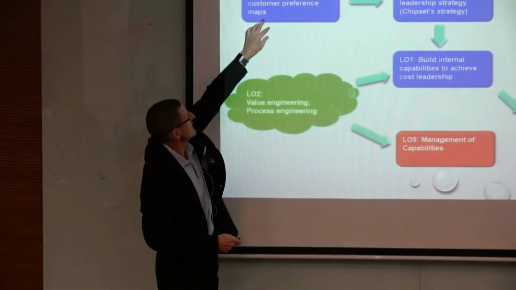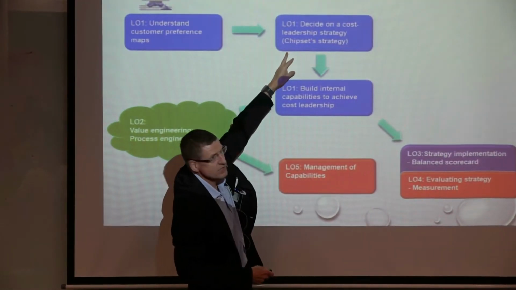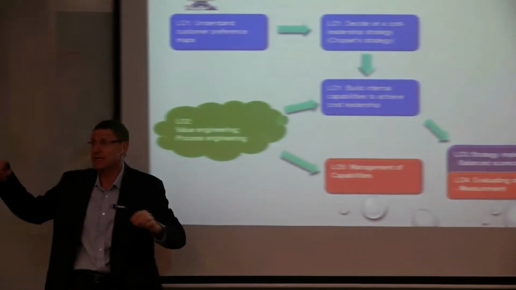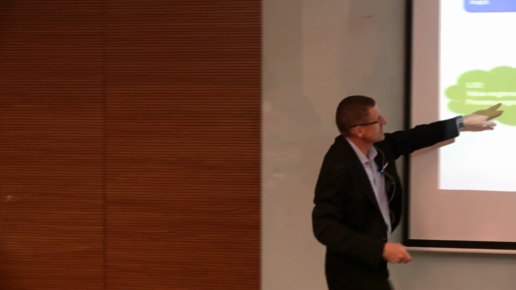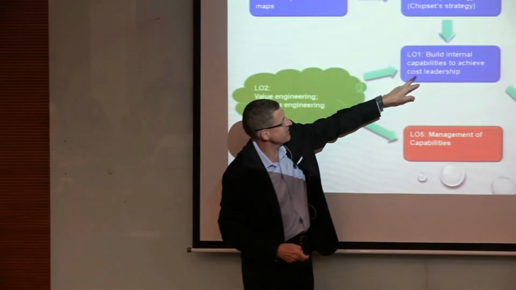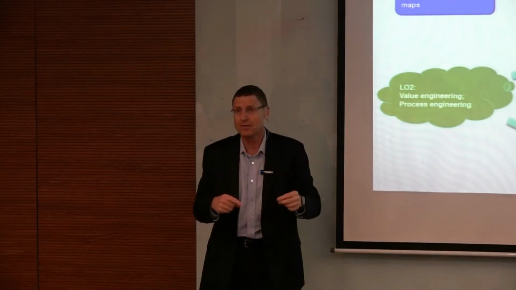So there's our learning objective 1, understand customer preference map. Then we decide on a cost leadership strategy. Chipset is a cost leader. This is chapter 12 now. And we want to build internal capabilities to achieve cost leadership.